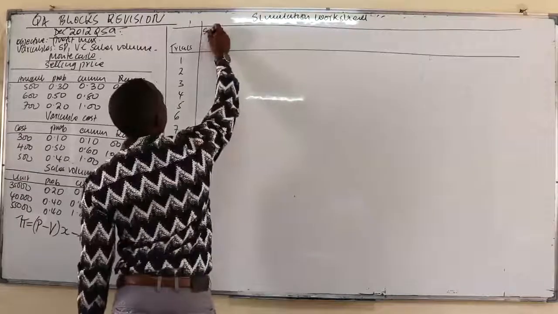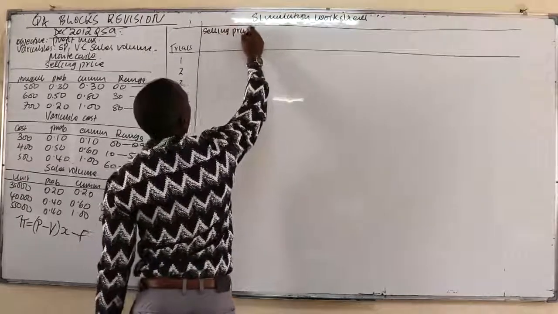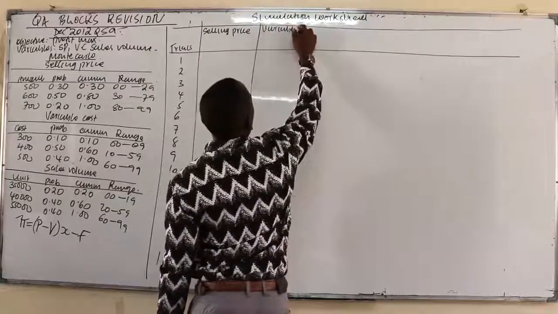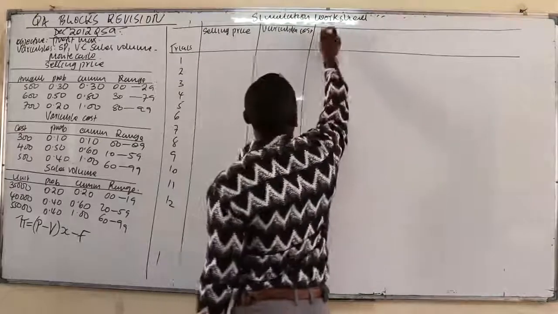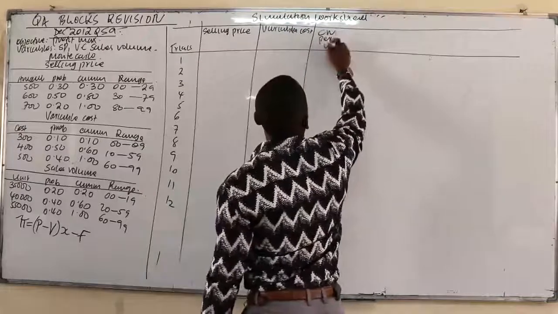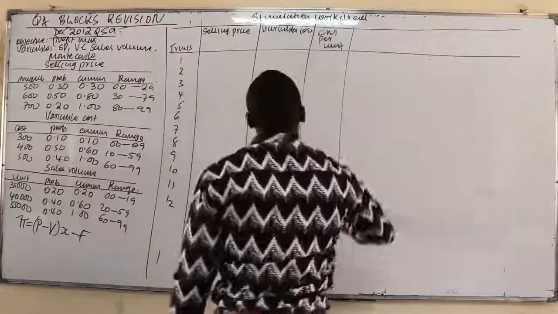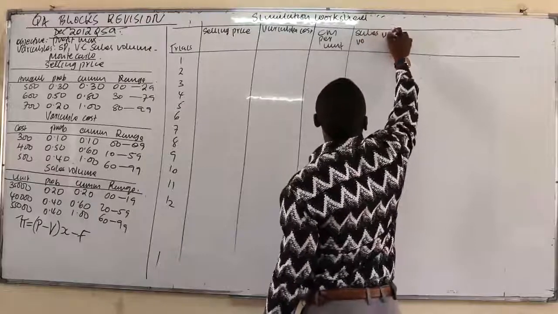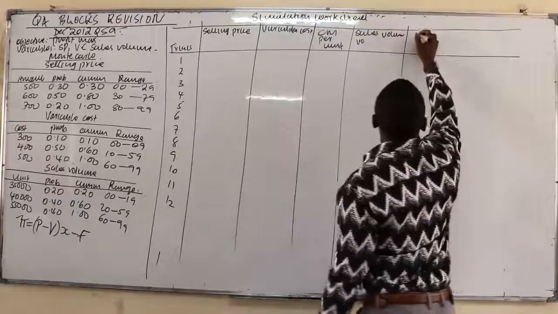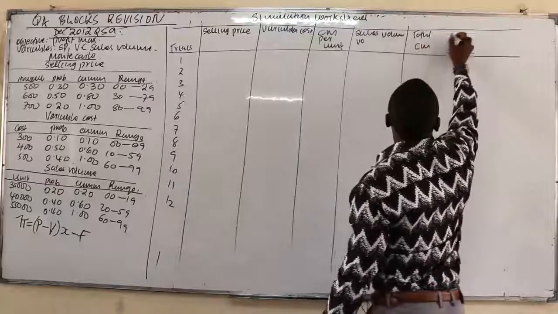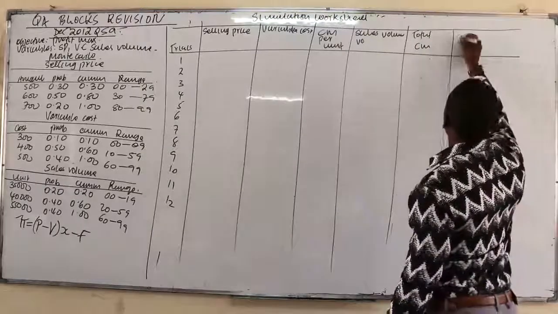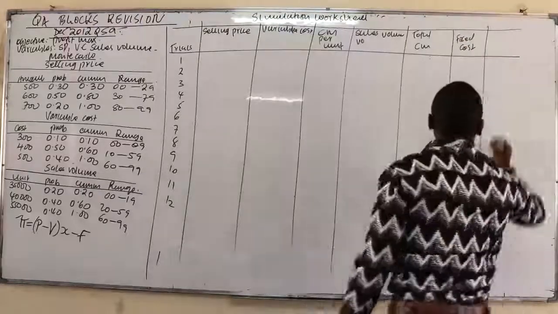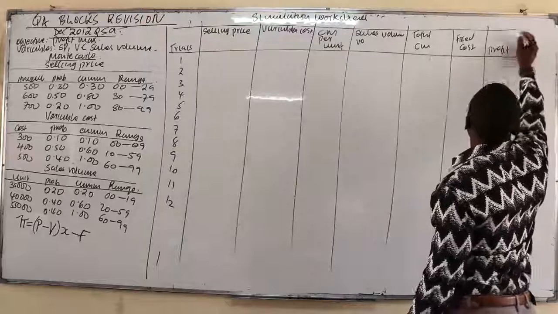You take the selling price, you deduct the variable cost so that you get contribution margin per unit. And then you multiply by the sales volume. That's how you get your total contribution margin. Once you get the total contribution margin, you deduct your fixed cost, and then you can get your profit.